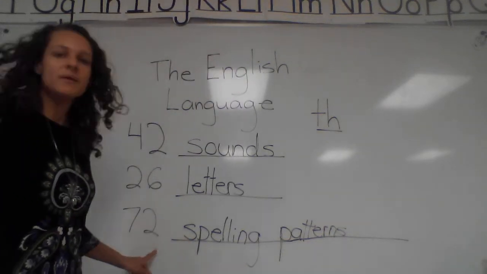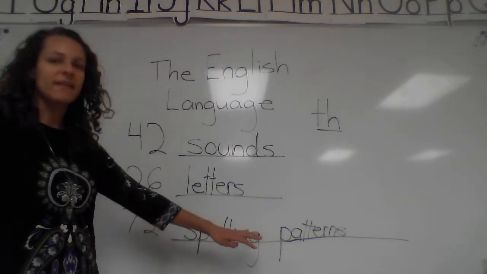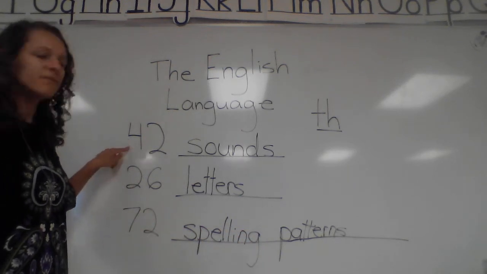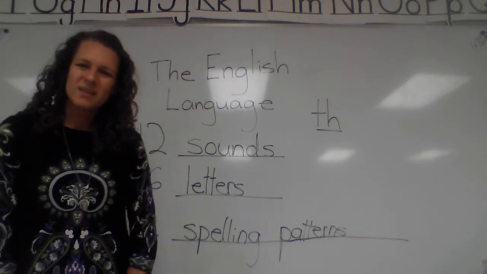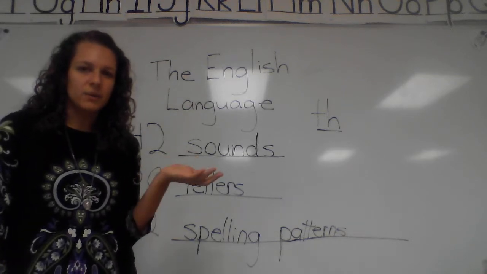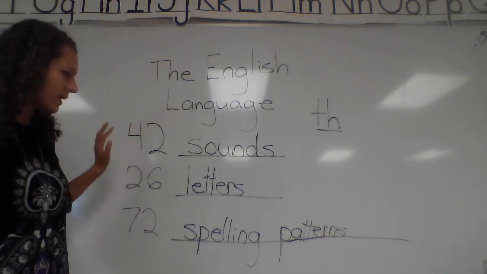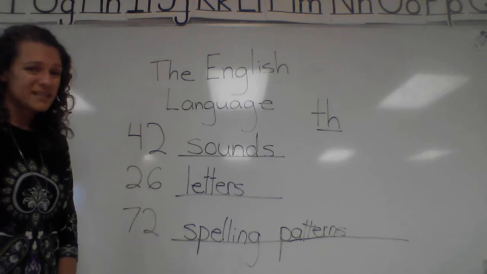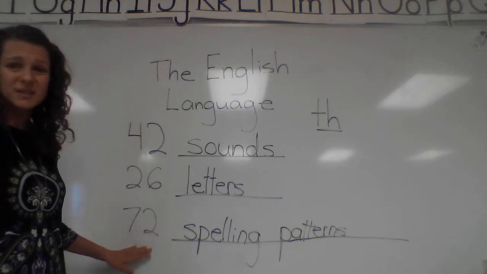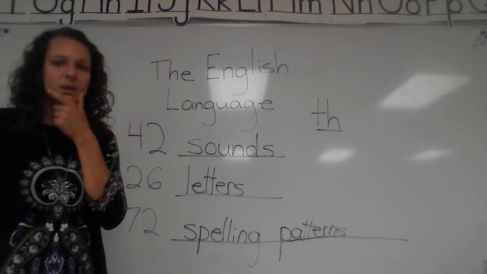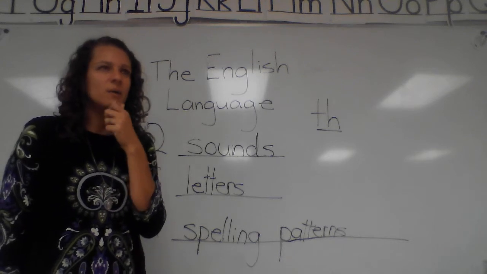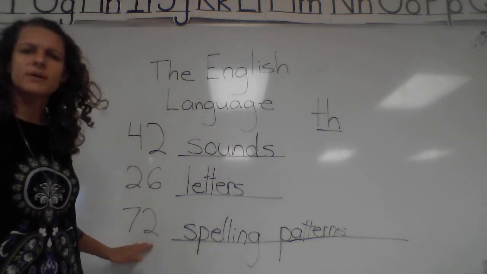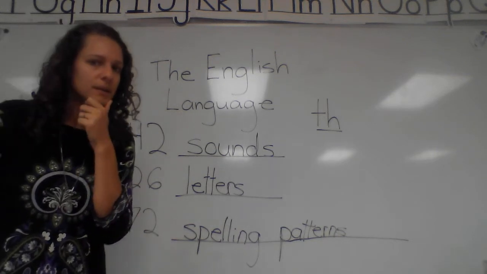Right. So we know that we have 72 different spelling patterns, or we could say phonograms, and we only have 42 sounds. So does that give us a new little kind of a problem for English? So it does. We have more spelling patterns than we have sounds. Do you know how we can help fix that? Or how is that going to work if we have more spelling patterns than sounds?